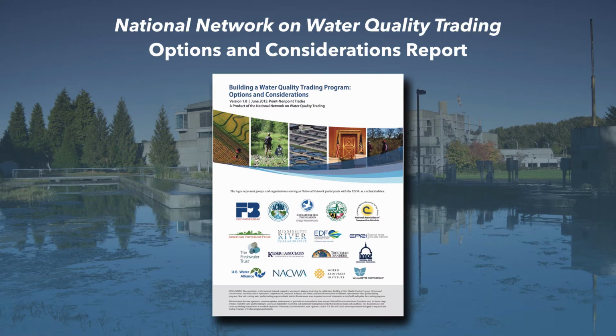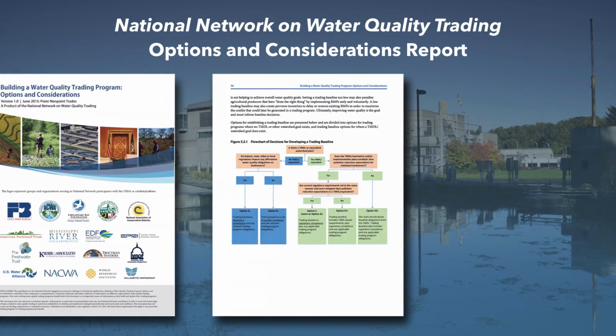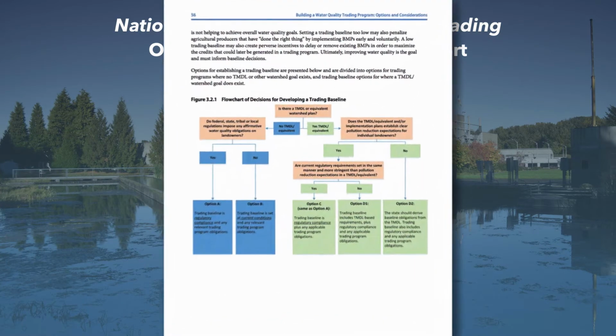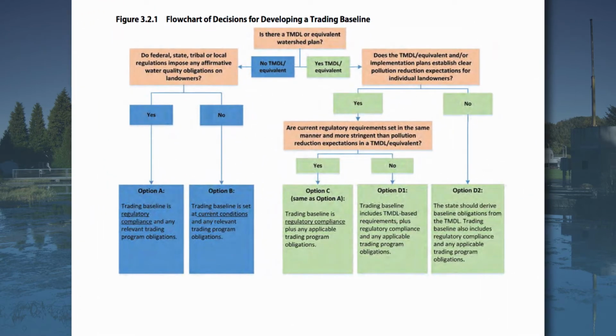Trading baseline can affect a program's viability. If the baseline is set too high, it may be difficult to achieve load reductions at a reasonable cost, limiting the supply of credits available. If the baseline is set too low, it may raise questions about whether the program is helping to achieve overall water quality goals. Ultimately, improving water quality is the goal and must inform all baseline decisions. The Options and Considerations report provides a flowchart to walk you through how to consider regulatory requirements, TMDLs, and other watershed goals when setting baseline.